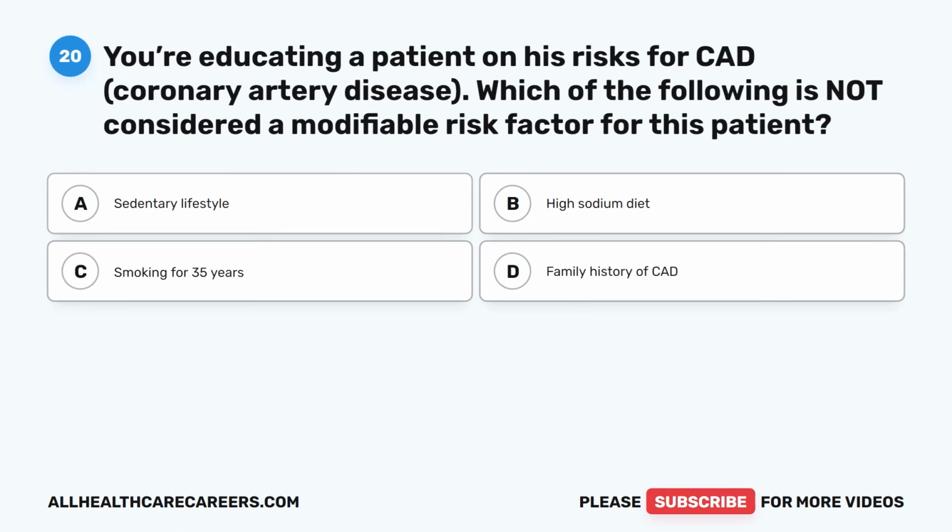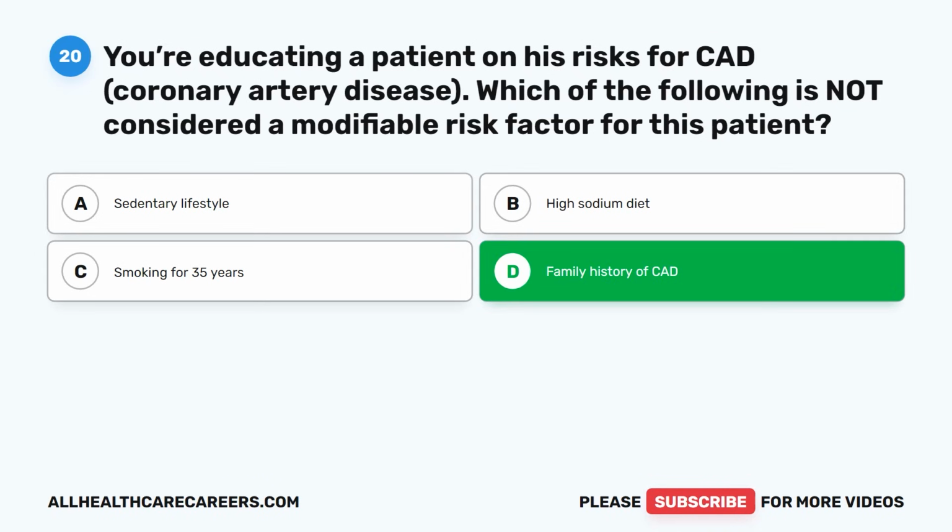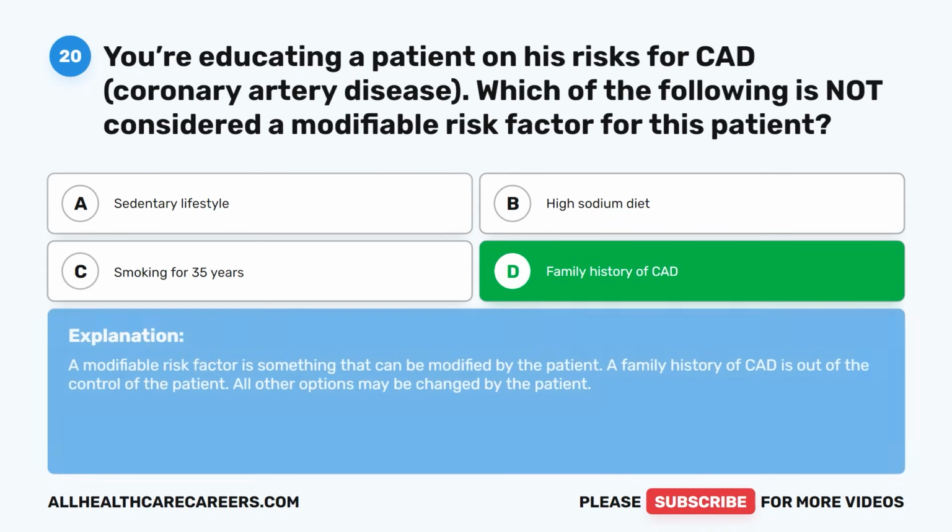Question 20. You're educating a patient on his risks for CAD, coronary artery disease. Which of the following is not considered a modifiable risk factor for this patient? A. Sedentary lifestyle. B. High sodium diet. C. Smoking for 35 years. D. Family history of CAD. The correct answer is D. Family history of CAD. A modifiable risk factor is something that can be modified by the patient. A family history of CAD is out of the control of the patient. All other options may be changed by the patient.